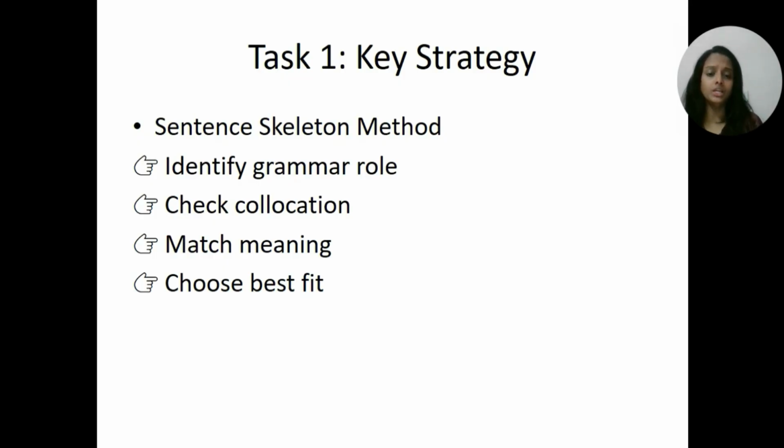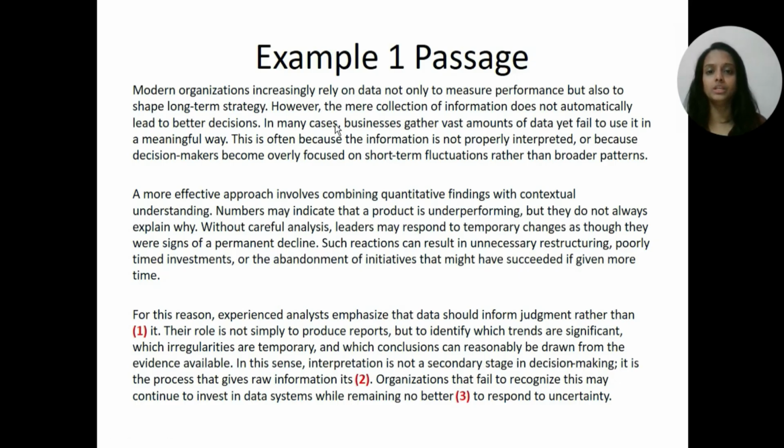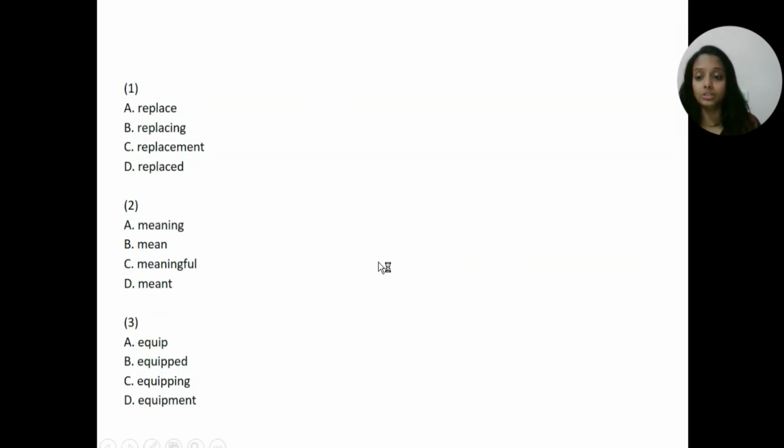Okay. Now, let's move on to an example here. You can just pause the video, kindly go through this entire passage, and wherever I have given the numbers 1, 2, and 3, that means the blanks are there. Okay. Once you're done, then you can move on to the next slide. So here, for the first one, what should come? The options are given here. And for the second also options are there. And for the third too. Now, it's your responsibility to identify and use the skeleton method and come up with the answers.